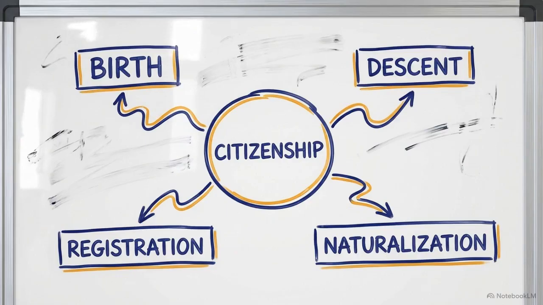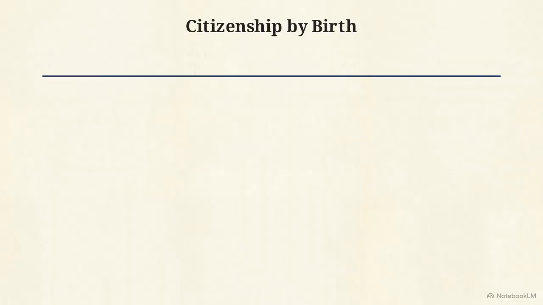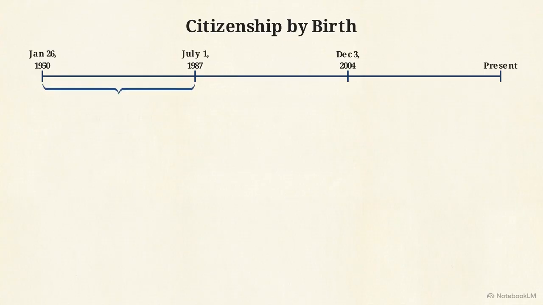Step 2 is tracing the individual's profile against the 4 legal acquisition routes: birth, descent, registration, and naturalization. The most complex of these is citizenship by birth, which changes drastically depending on the timeline. The earliest rule is straightforward. Anyone born in India between January 26, 1950 and July 1, 1987 is a citizen by default, regardless of their parents' nationality. Then the law tightened.